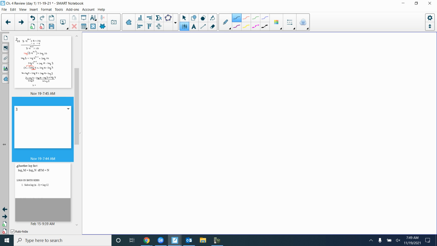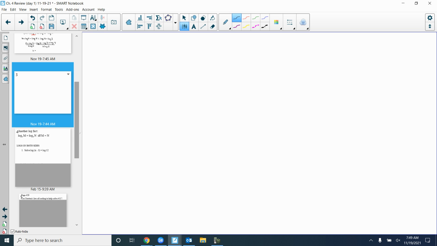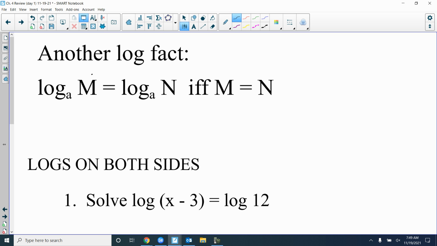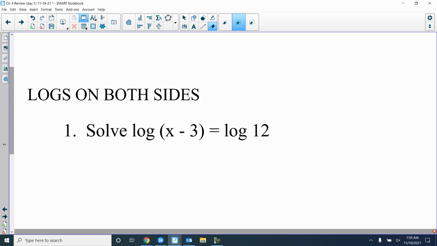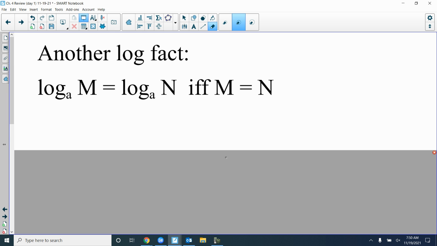Hold on here. Let me see where we're heading. This was the one little thing we didn't get to yesterday. We had to do 2 things. So go ahead and get out something for notes, because I don't have guided notes for you. It's not really necessary today. And we'll use your book here in a minute. And this, like I said, is another log fact.